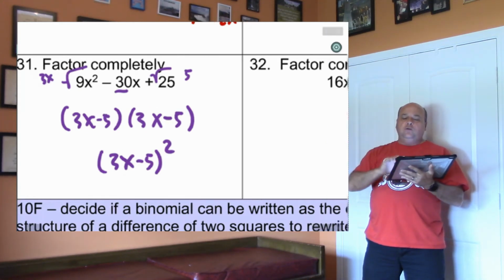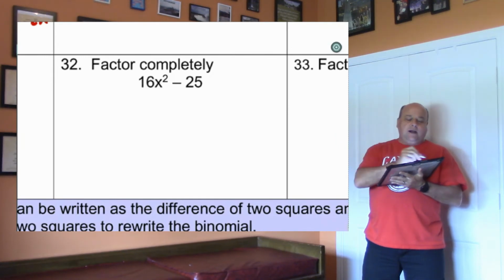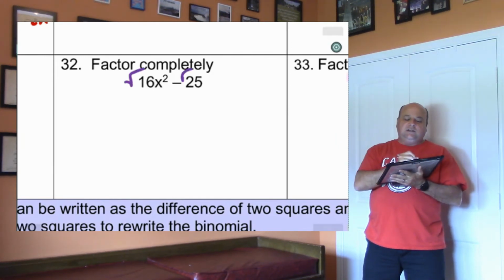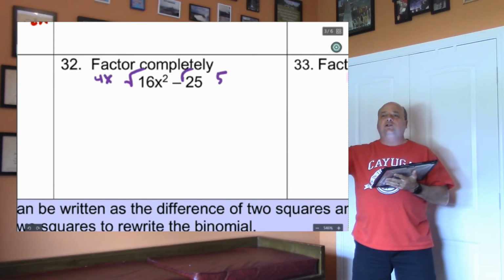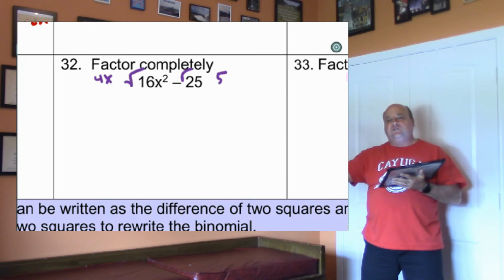Now I'm going to show you how to do this with a calculator, or let's do this one first. On this one right here, notice they're both perfect squares, aren't they? So the square root of 16x squared is 4x, and the square root of 25 is 5, but the middle term is deleted in it. That means this is the difference of squares.